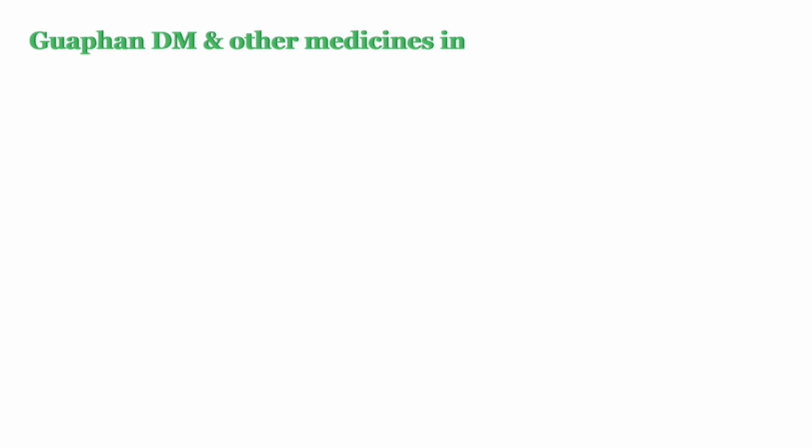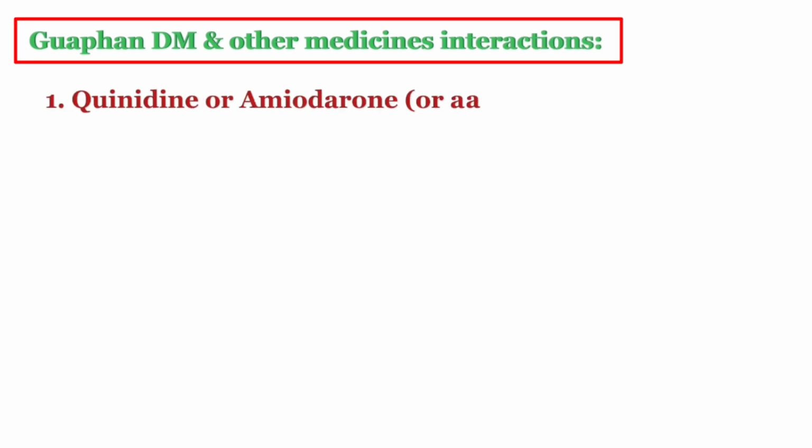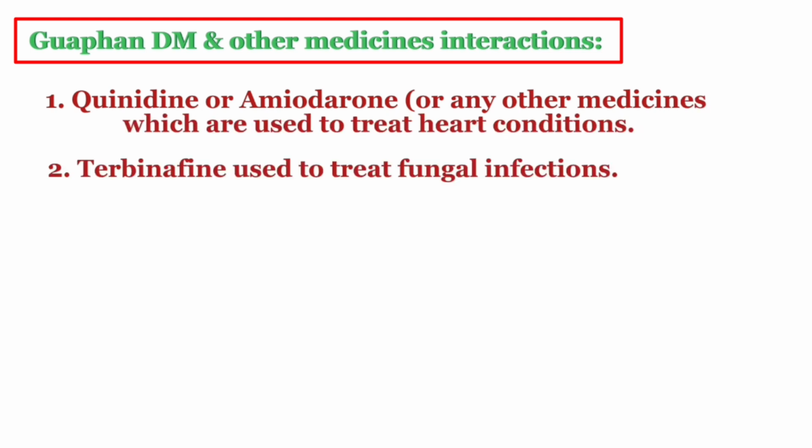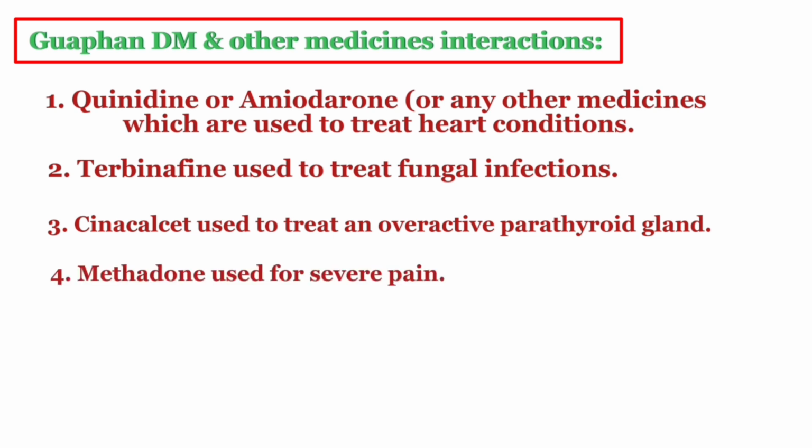Guaphan DM and other medicines interactions. 1. Quinidine or amiodarone or any other medicines which are used to treat heart conditions. 2. Terbinafine, used to treat fungal infections. 3. Cinacalcet, used to treat an overactive parathyroid gland. 4. Methadone, used for severe pain.